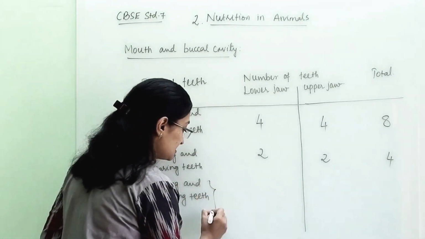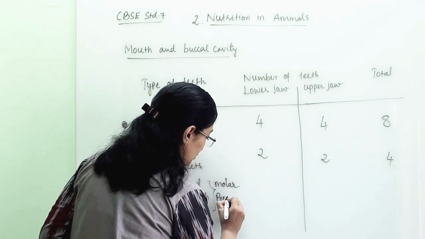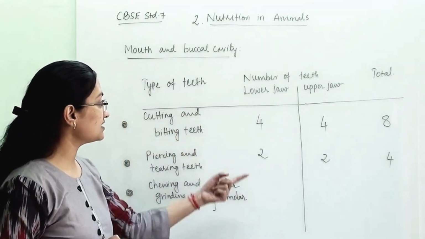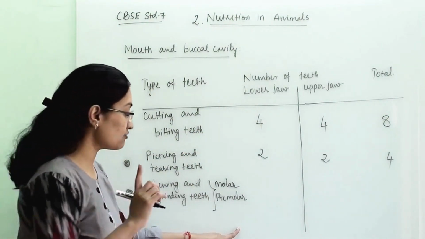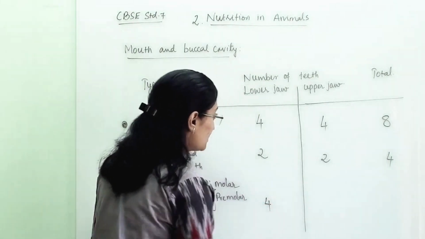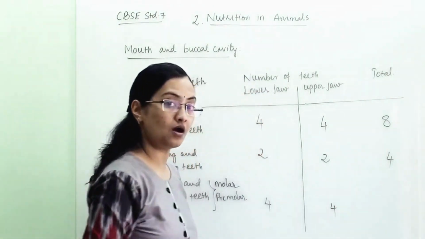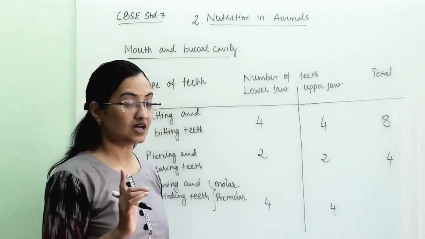So here we are considering molar and premolar teeth. Now how many premolars are there in the lower jaw? 2 on either side. So there are 4 premolars in the lower jaw. In the same way there are premolars in the upper jaw. Now molar. On either side 3 molar teeth are there.